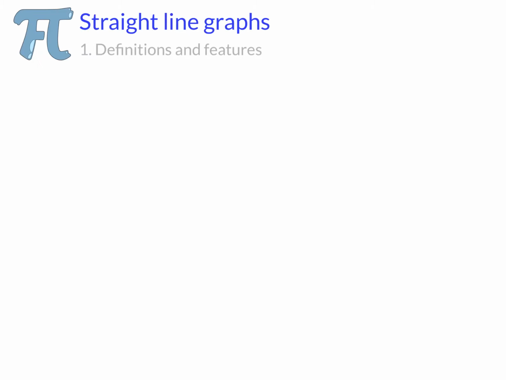A straight line graph represents a function of the form f of x equal to mx plus c. If we were to draw any function with this form, no matter the values of m and c, it would look like a straight line. What's special about a straight line?